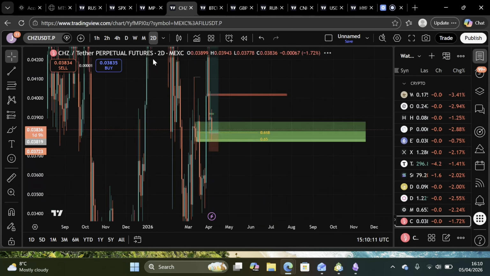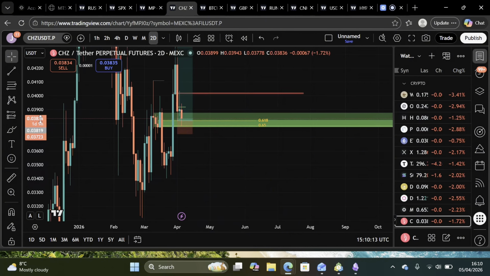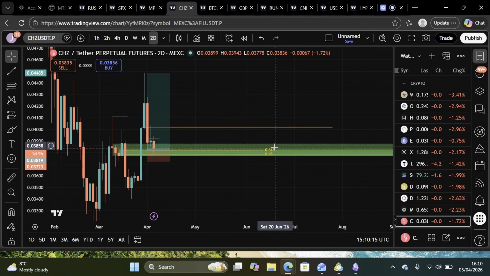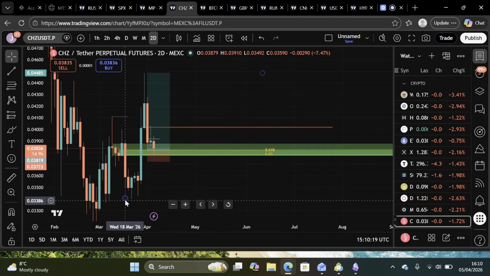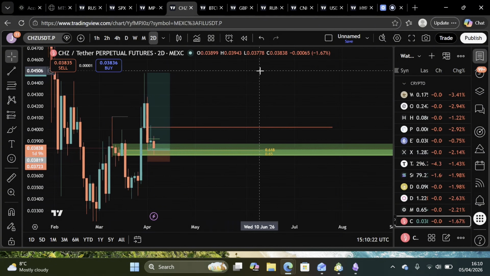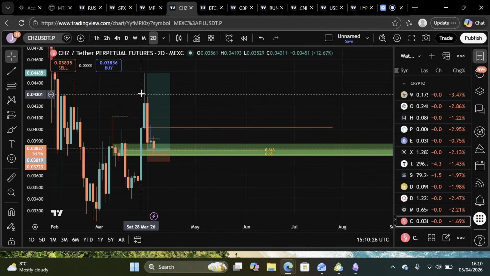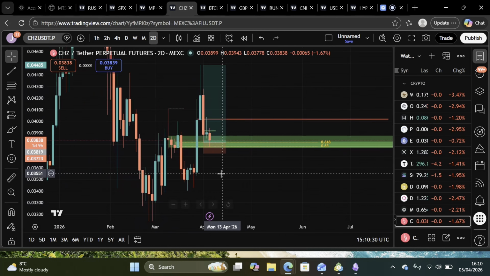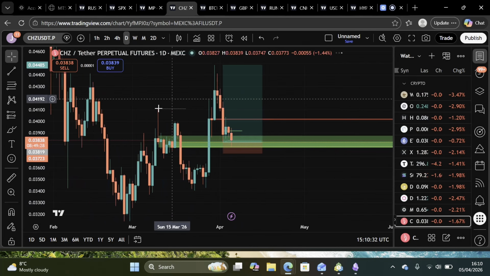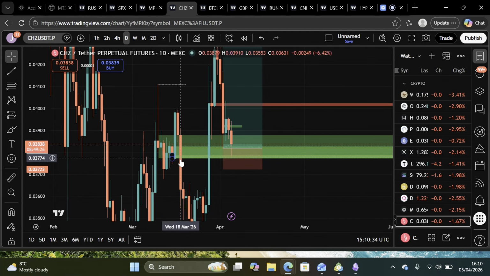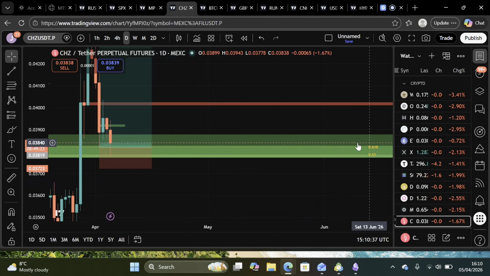And if you are wondering where I got my Fibonacci levels from, so there's my fib levels, golden pocket, 0.618, 0.65. I got them from this swing low right up here to this swing high. So bullish fib levels from low to highs and bearish fib levels from highs to lows. Okay, so if we go down to the 1 day time frame, we can see that this is the refined level and this is the 0.618.